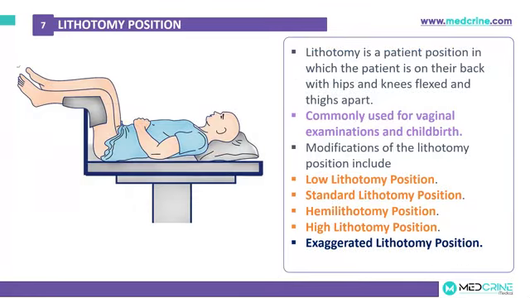Lithotomy position. A lithotomy position is whereby a patient lies on the back with hips and knees flexed and thighs spread apart. This position is commonly used for vaginal examinations and childbirth. There are some modifications to lithotomy position which include a low lithotomy position, a standard lithotomy position, hemilithotomy position, and high lithotomy position, and lastly we have an exaggerated lithotomy position.